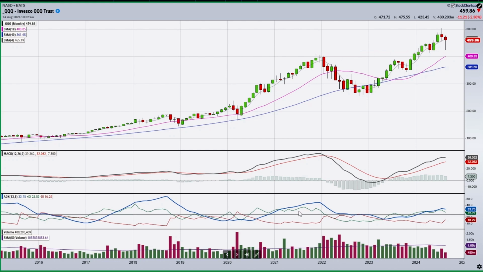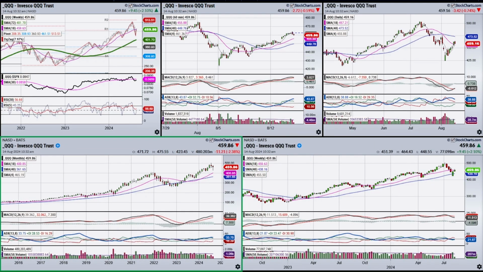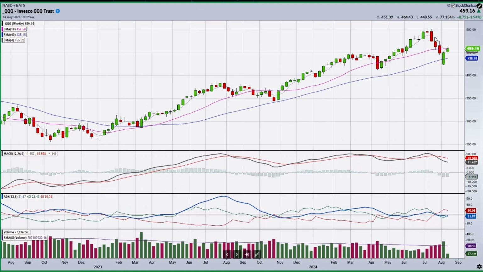Okay, so just looking at the monthly and looking at the momentum condition, MACD confirmed, ADX and DI confirmed, I'm more inclined to believe that this is not a big top. It's more of a consolidation pattern that we needed to work off an overbought condition. We got too overbought. We needed to drop this down.